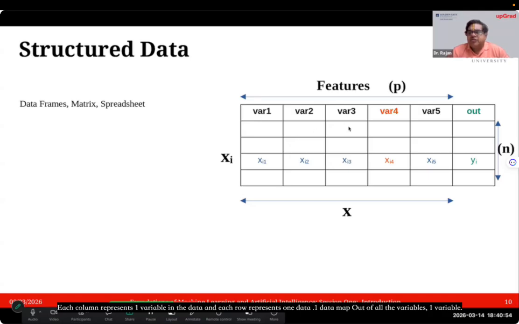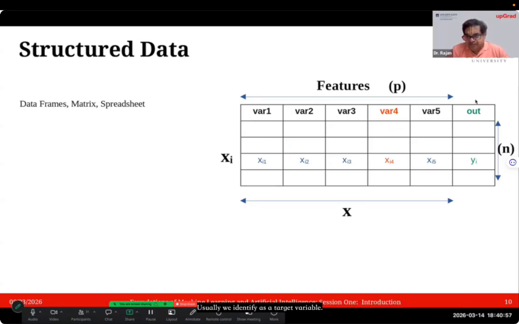Out of all the variables, one variable we usually identify as the target variable. If a target variable is present, then we are in the domain of supervised learning. When the target variable is not present, then we are in the domain of unsupervised learning. So this kind of structure is called a data frame. In some contexts, we can call it a matrix, spreadsheet, or data set. These are all different names used for this entire spreadsheet, right?